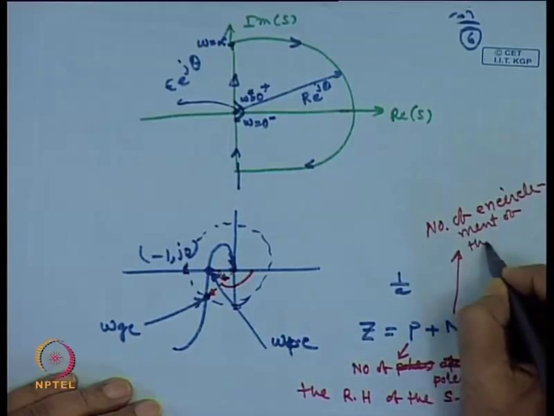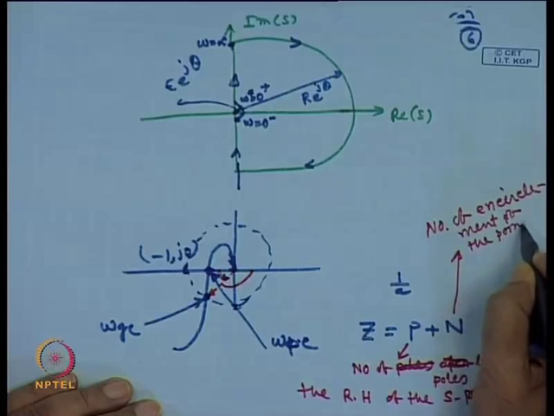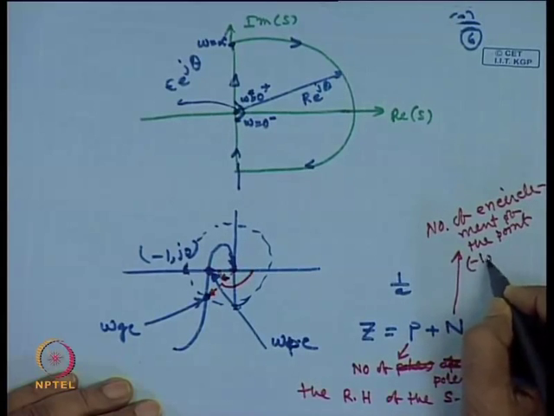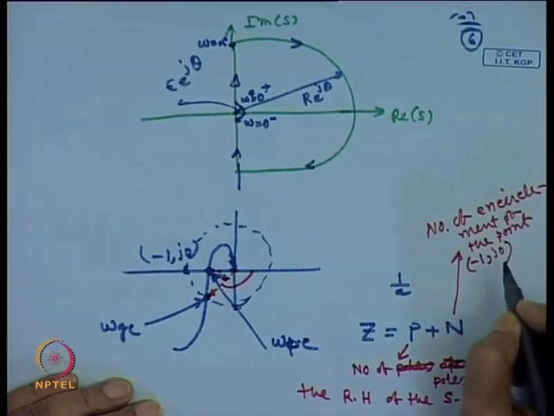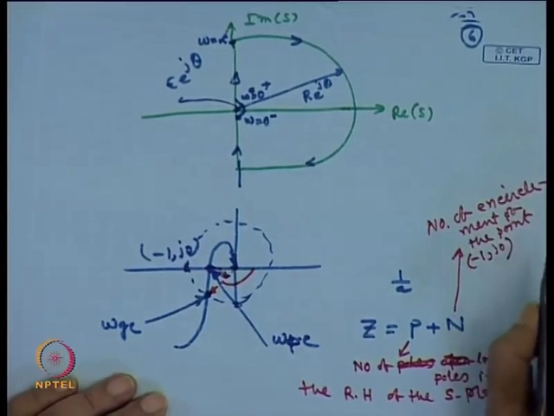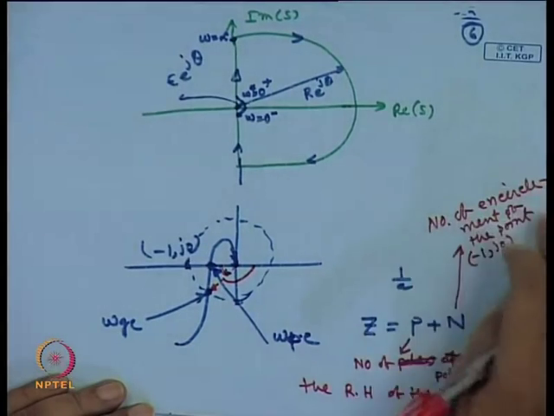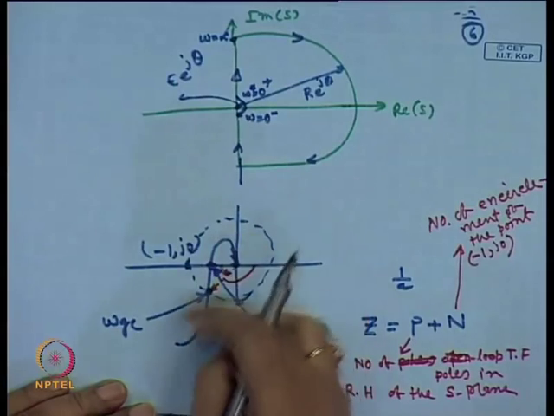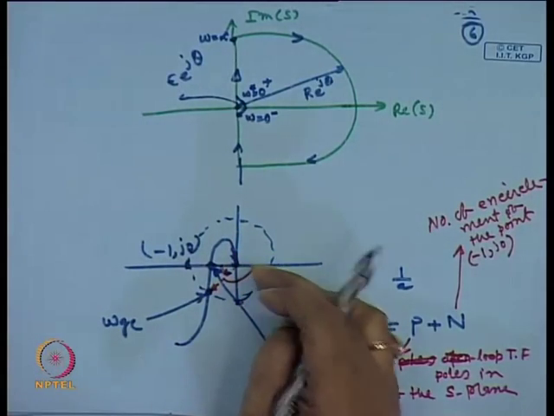Of the point, of the critical point minus 1 j 0. The number of encirclements N of the critical point by the polar plot of the loop transfer function.